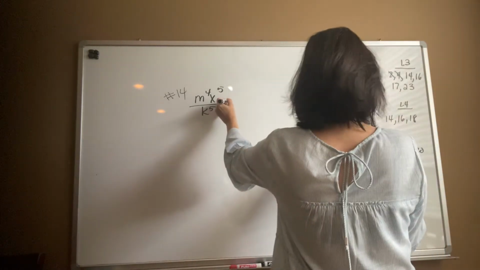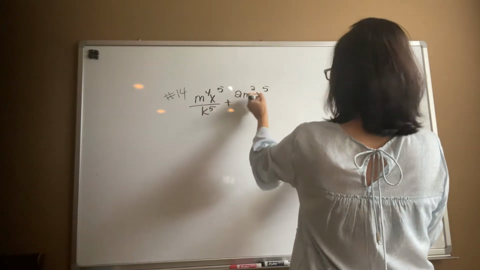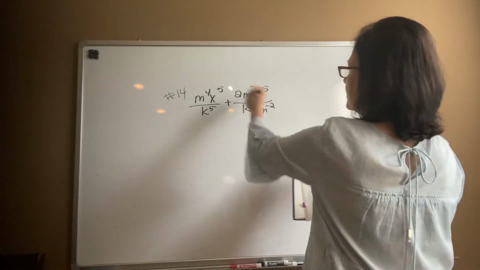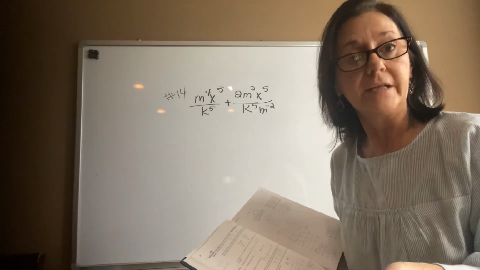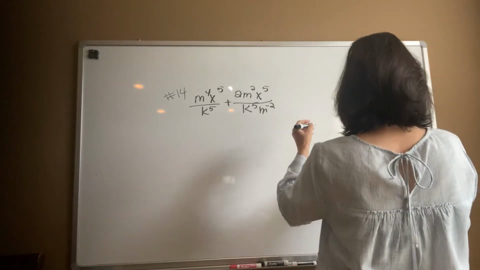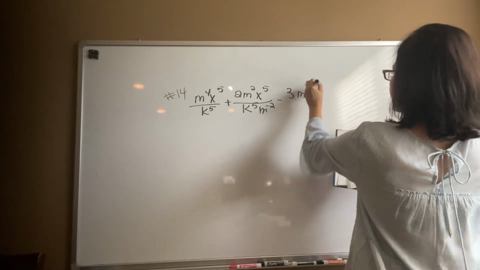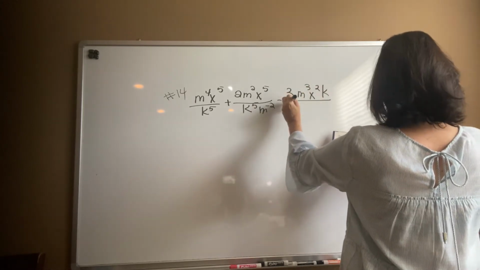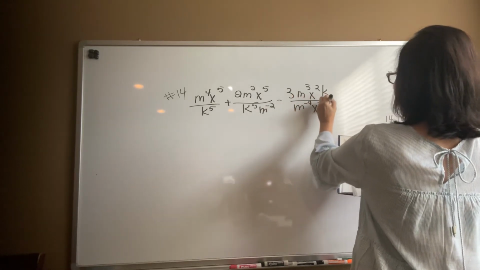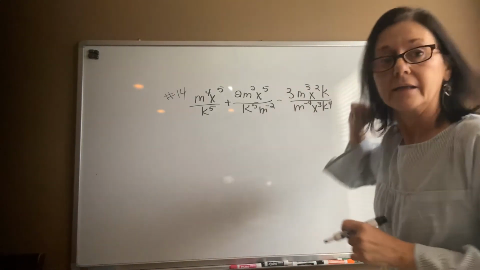All right, the next one, plus 2m squared x to the 5th over k to the 5th, m to the negative 2. We have 2 m's in that term, so we need to combine their exponents. Remember, division is subtraction. All right. Minus 3m cubed x squared k over m to the negative 4th x cubed k to the 4th. This one we have 2 of all of the variables, so we have to combine our exponents.